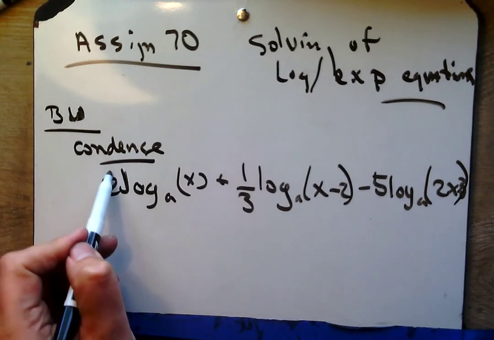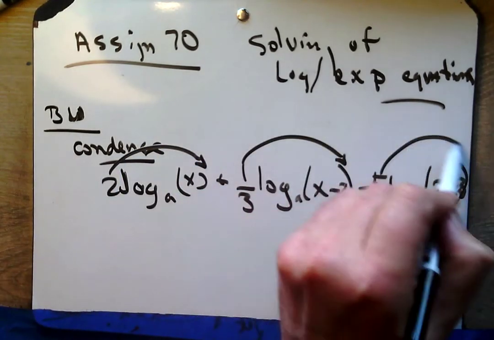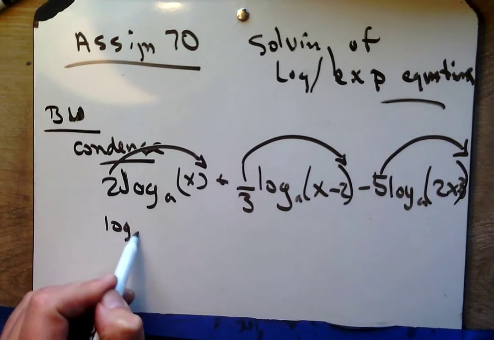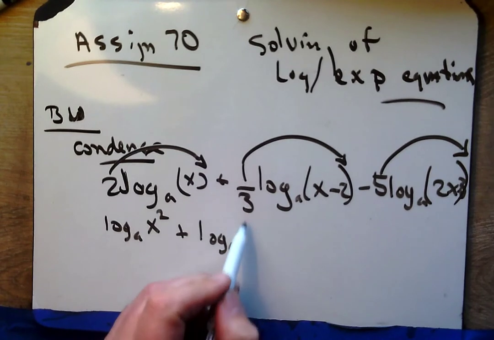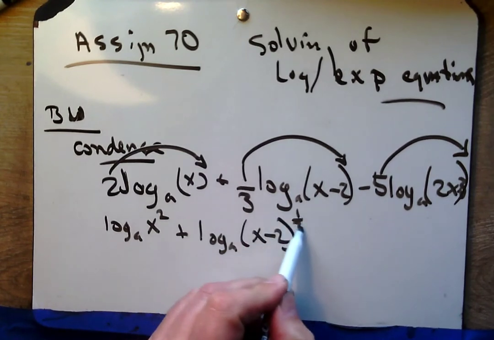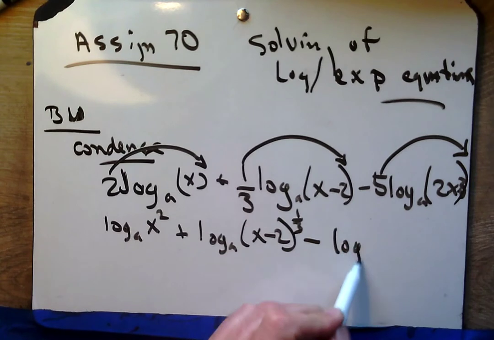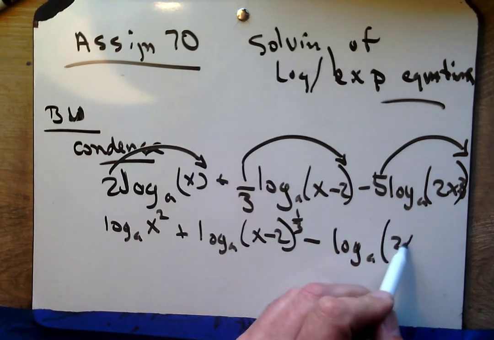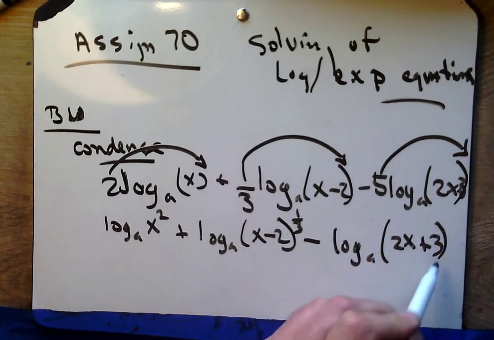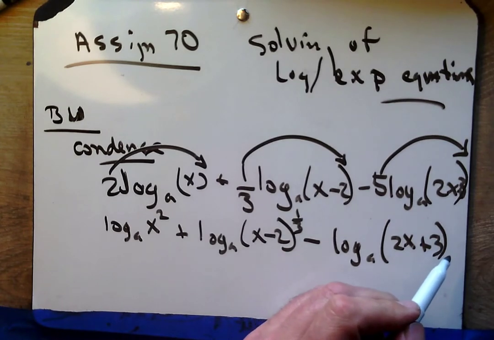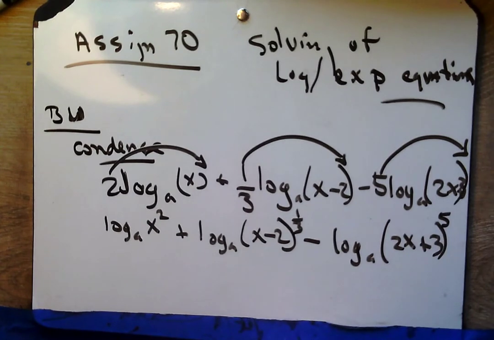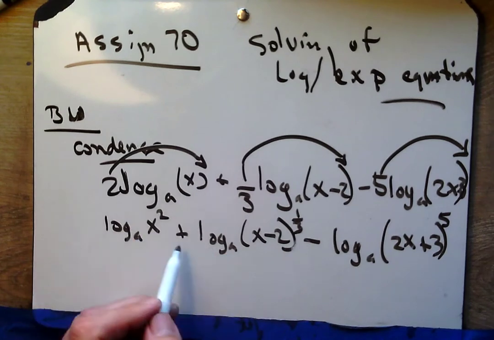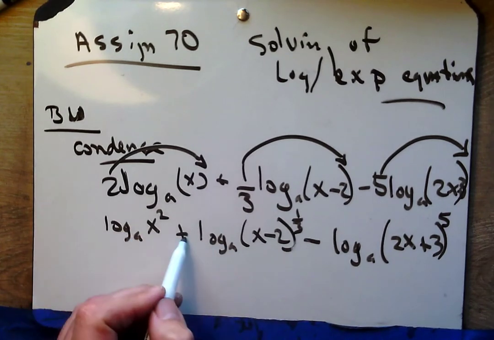Hey, welcome back. Did you put the powers up first? Log base A of x squared plus log base A of x minus 2 to the 1/3 minus log base A of 2x plus 3 raised to the, what was our power? Our power was 5. You could put that as a cube root if you want.